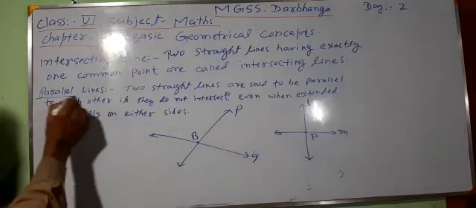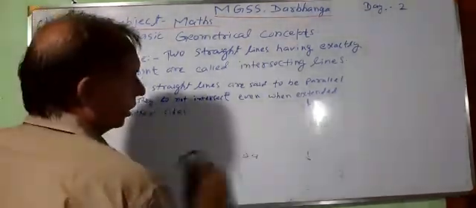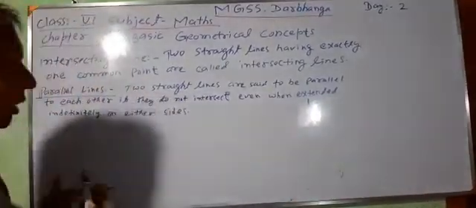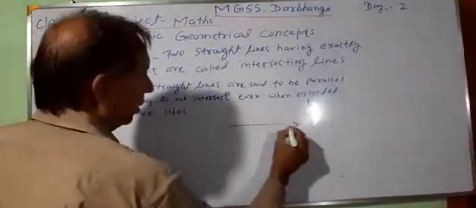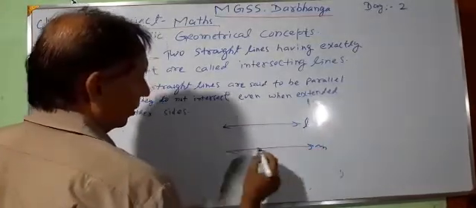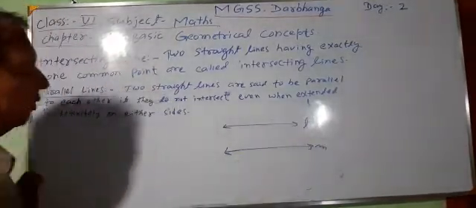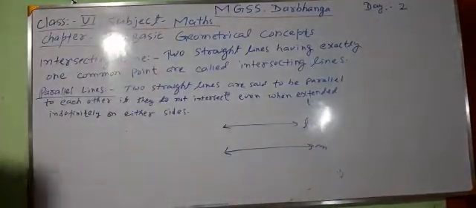So these two lines are known as intersecting lines. Next is parallel lines. What are parallel lines? Here we have to understand. Take the example. This is one line L and this is another line M. Here are two lines. One line is L, the other line is M. And what is the condition of these two lines?